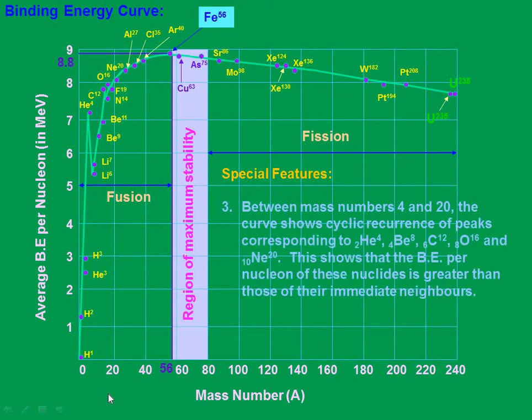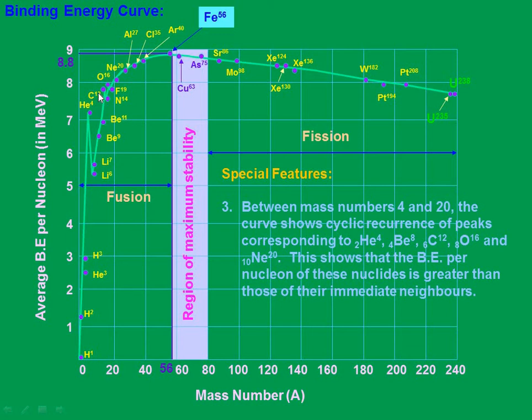Between the mass numbers 4 and 20, the curve shows cyclic recurrence of peaks corresponding to helium-4 (2,4), beryllium-8 (4,8), carbon-12 (6,12), oxygen-16 (8,16) and neon-20 (10,20). This shows that the binding energy per nucleon of these nuclides is greater than those of their immediate neighbors. Have you seen the various peaks which you can notice here? The curve goes up and down like this. I am speaking about 4 to 20, from here up to this region.